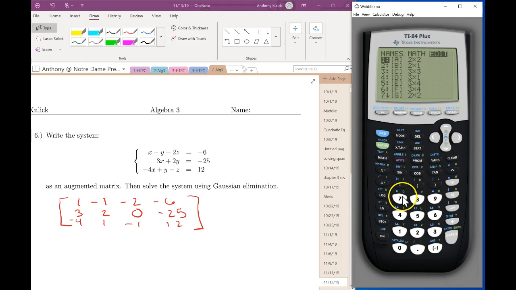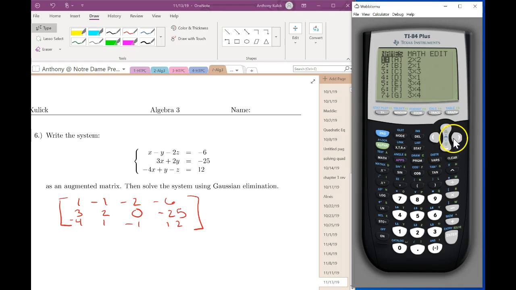So I'm going to type this matrix in as matrix G. So 3 by 4, 1, negative 2, negative 6, 3, 2, 0, negative 25, negative 4, 1, negative 1, 12. Exit out of there.